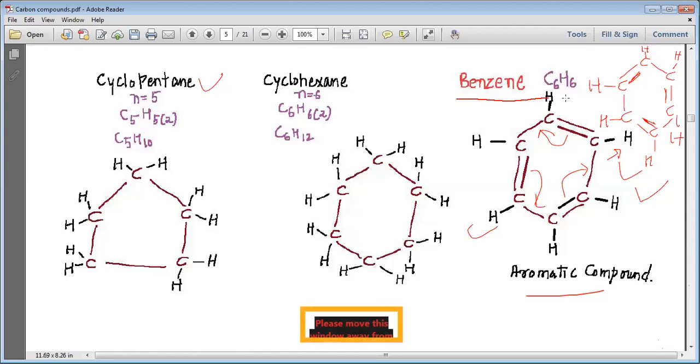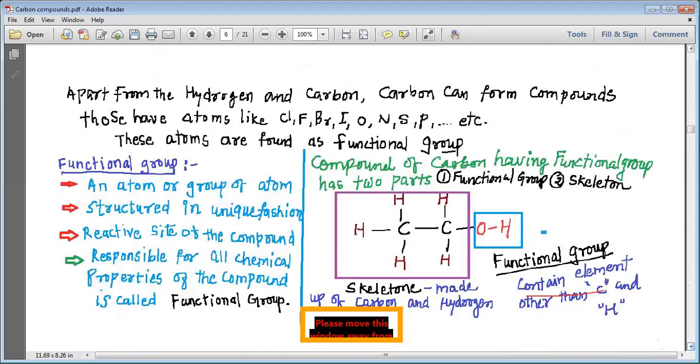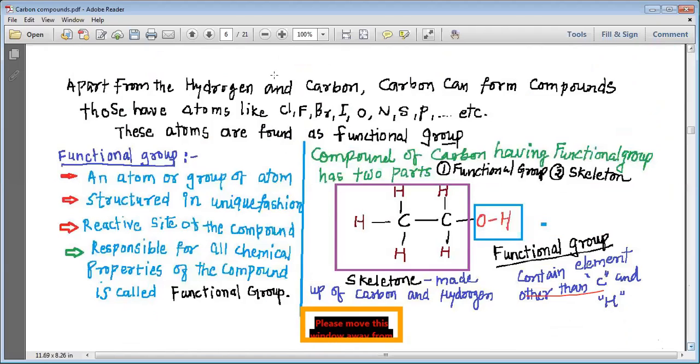Please remember that benzene has the general formula C6H6, and on the basis of that you can show the structures. Now, apart from hydrogen and carbon, carbon can form compounds with atoms like chlorine, fluorine, bromine, iodine, oxygen, nitrogen, sulfur, phosphorus, and many more. So carbon can make compounds with many other elements apart from hydrogen.